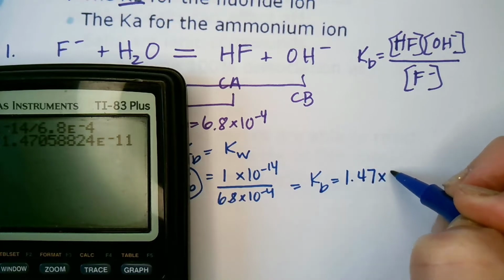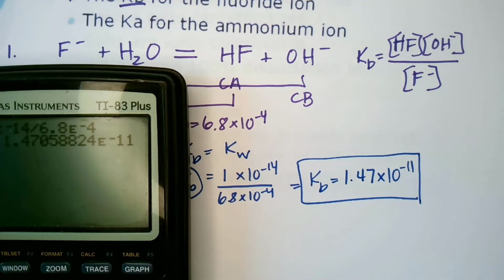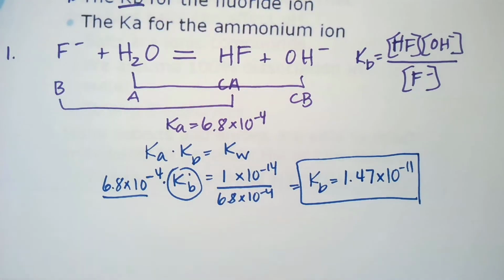We should get a Kb value of 1.47 times 10 to the negative 11. Remember, no units for our Kb value.